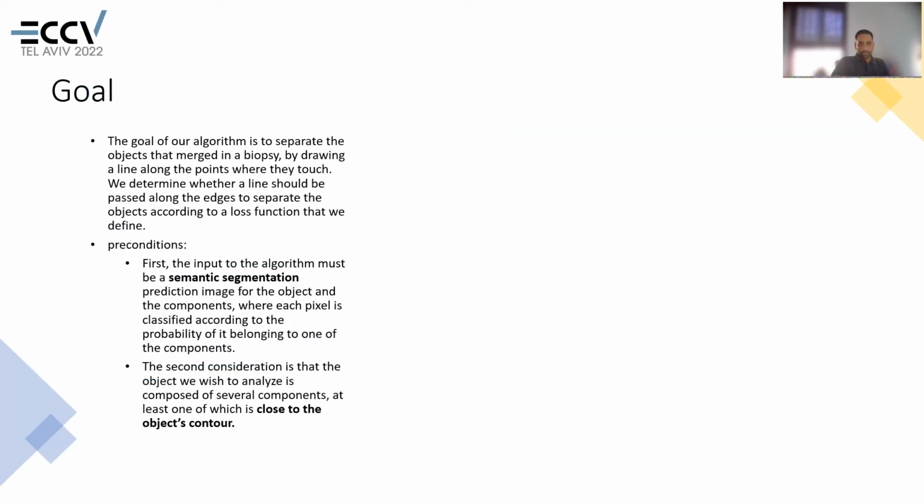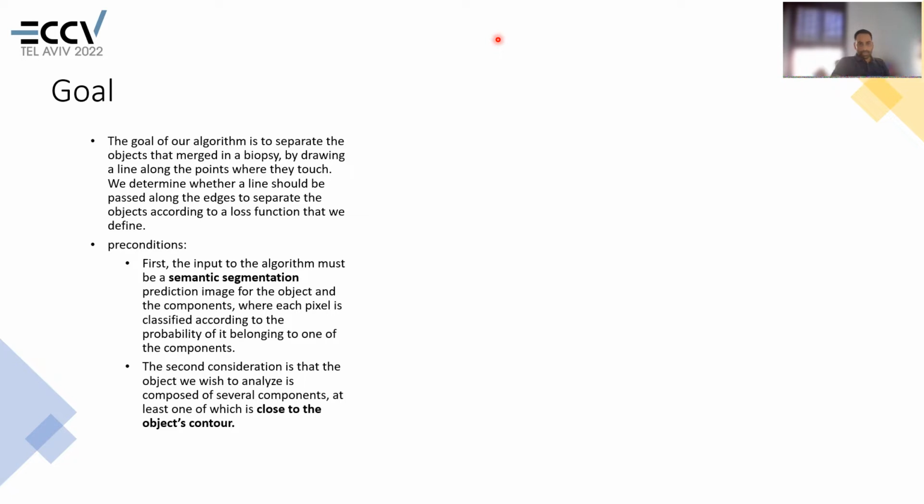this algorithm aims to separate the objects that have been merged in a biopsy by drawing a line along the points where they touch. We determine whether a line should be passed along the edges to separate the object according to a loss function that we define. There are two preconditions to our algorithm.